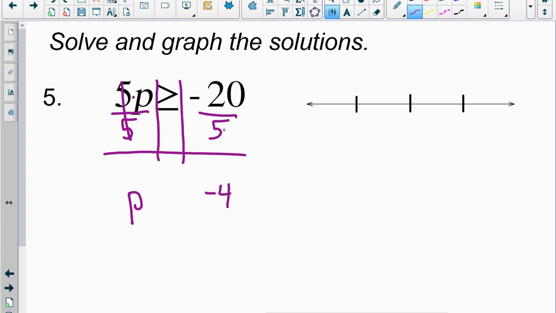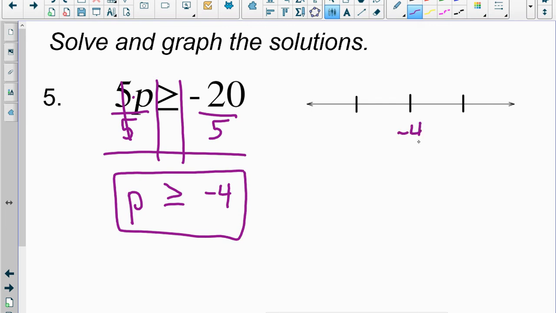Now, we did divide on both sides of the inequality. We divided by 5, but that's a positive 5. Okay, we didn't divide both sides by a negative number, so I do not reverse the inequality symbol. I leave it as greater than or equal to.